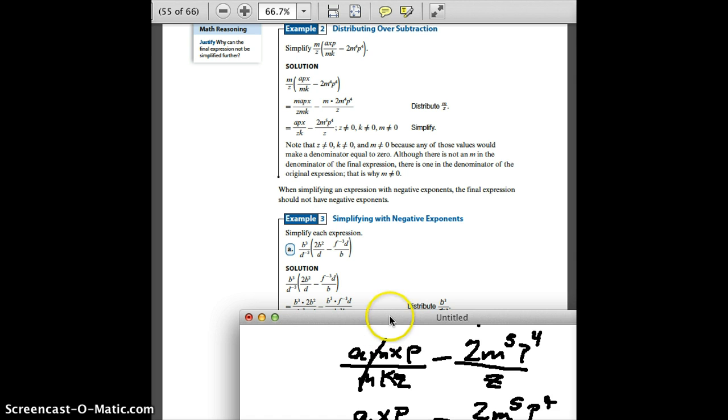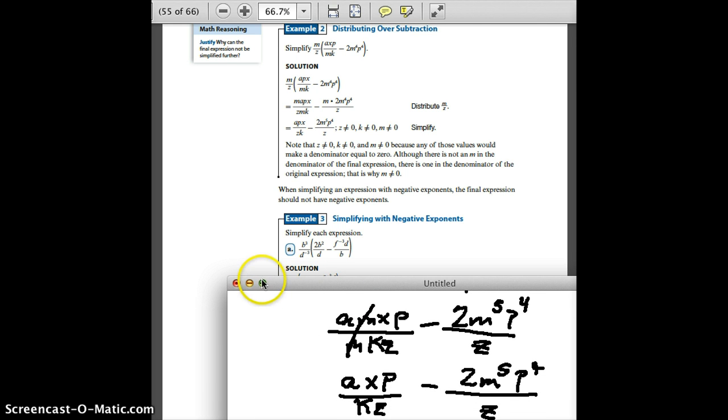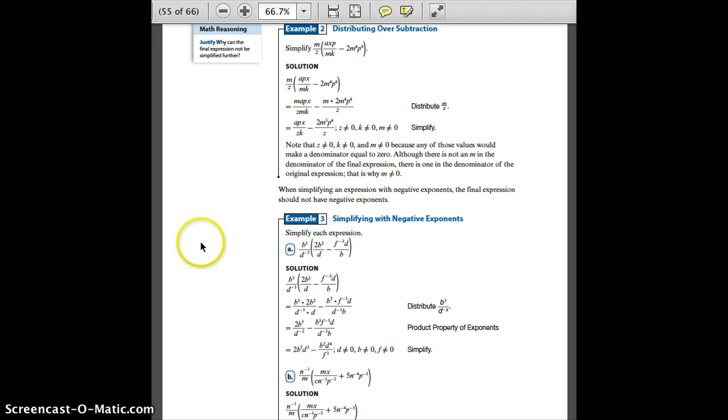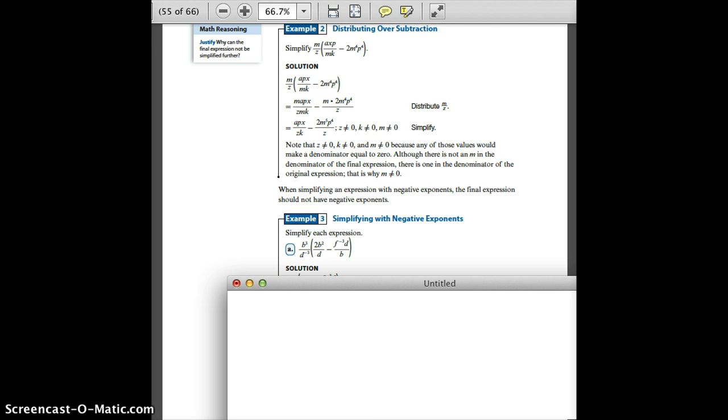Simplifying negative exponents. Okay, and we know, remember from last time, what negative exponents mean. Negative exponents means that if it's at the top, it wants to go to the bottom. If it's at the bottom and it's negative, it wants to go to the top. So let's go ahead and see what this one looks like.